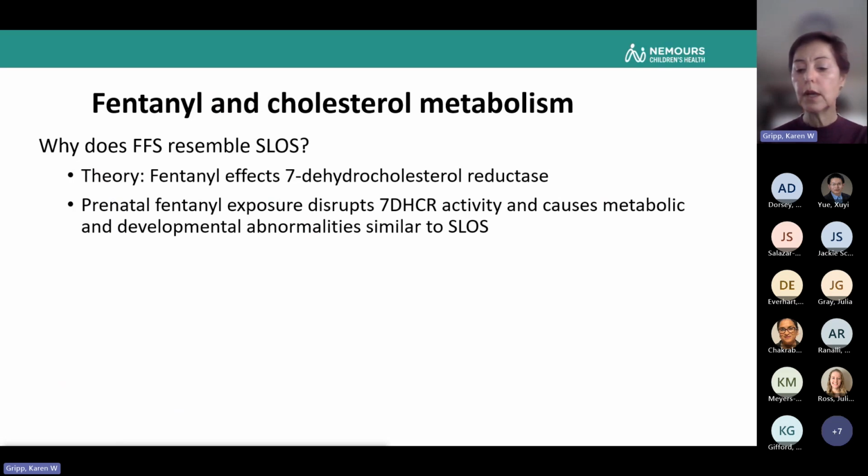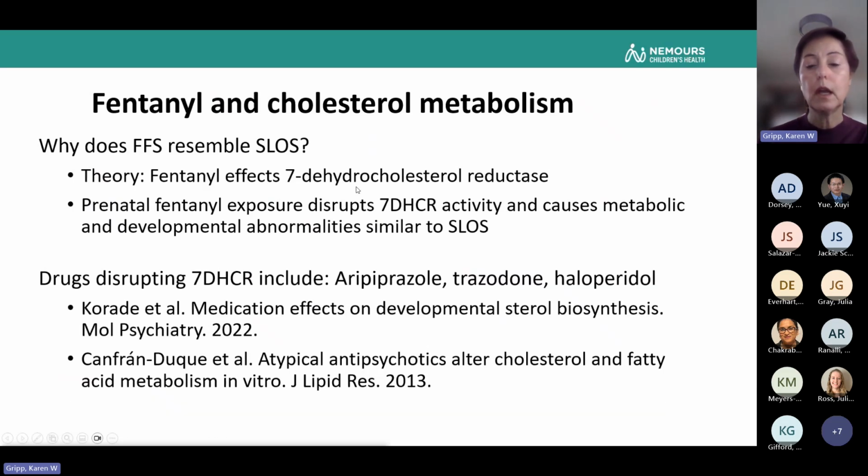So we were wondering why the patients that we were looking at had so many findings that reminded us of Smith-Lemli-Opitz syndrome. And we were wondering if fentanyl could affect the cholesterol synthesis during pregnancy, and for that reason affect cholesterol metabolism and lead to very similar findings compared to Smith-Lemli-Opitz syndrome.